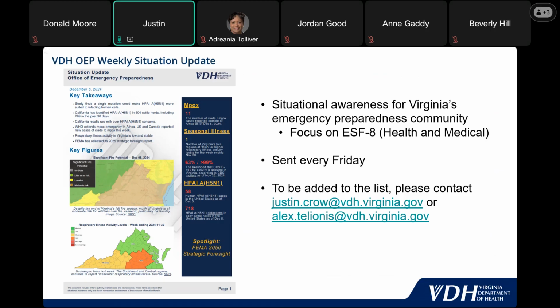You can see on the left here, this is the first page. We usually have about 3 pages. In our December 6th one, we covered, the top map is fire potential. We had some windy and dry conditions that increase the fire potential, as well as a respiratory disease map.